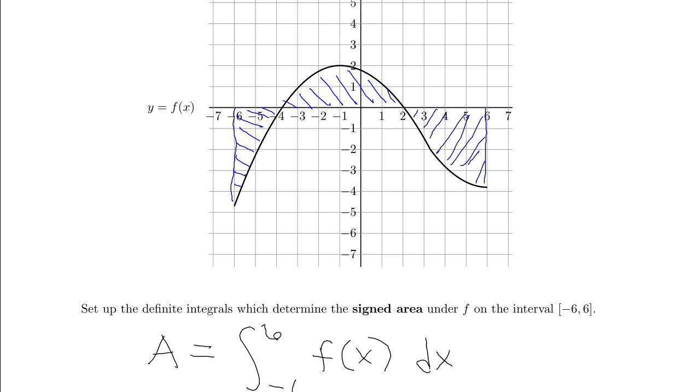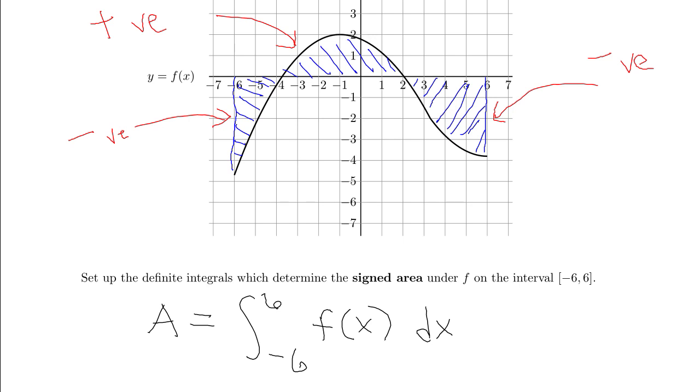So maybe let's sort of indicate this. So this area here is negative. This area here is positive, and then this area in the final piece here is negative again because it's below the x-axis. And so your definite integral is going to count, from minus 6 to 6, this as negative, positive, negative, and it'll just take the difference between all of those values. So probably your final answer would be a negative number because there's more negative area than there is positive area.